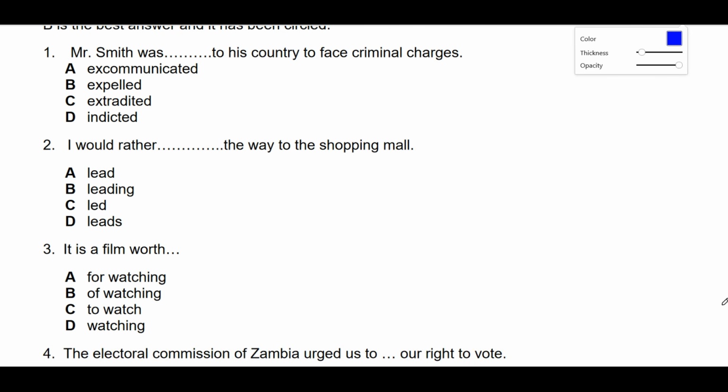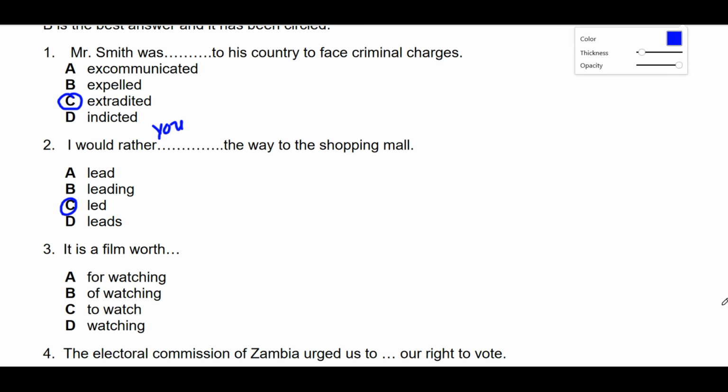And this is the answer C, because we are told Mr. Smith was sent back to his country to face criminal charges. Then for number 2, I am sure there was a typing error, so it should be I would rather you. Whenever we have I and you mentioned, the verb form you are supposed to use here must be in the past tense. So the best one should be I would rather you led the way to the shopping mall.